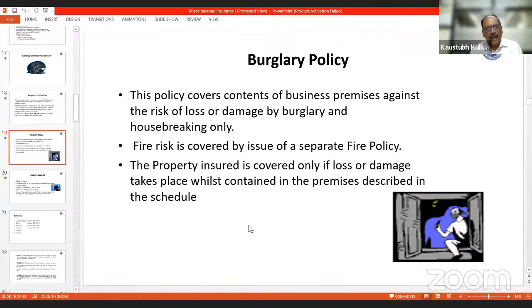This is as good as our fire location based policy. So here the location is very important. The address, pin code, and geographical area have to be described very well by the insured, because in case of any claim, the location under the policy is only covered, not the registered address.